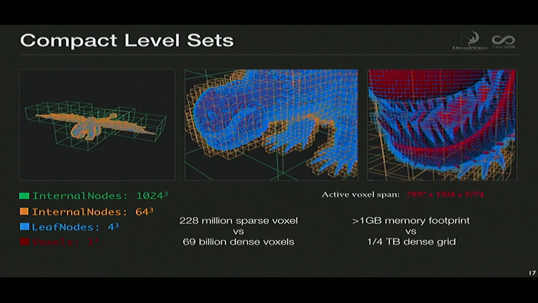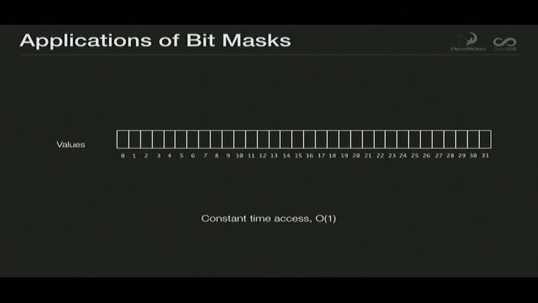And this is an example. We took one of the characters from one of the Dragon movies and turned it into this thing called a level set. Level set is just a distance field, basically. But it's a narrow band, so we only have information in close proximity of the surface. So it's what we call a sparse volume. And this would take about 1/4 terabyte using existing techniques. But with VDB, it's less than 1 gigabyte. So it's a huge memory savings, of course.